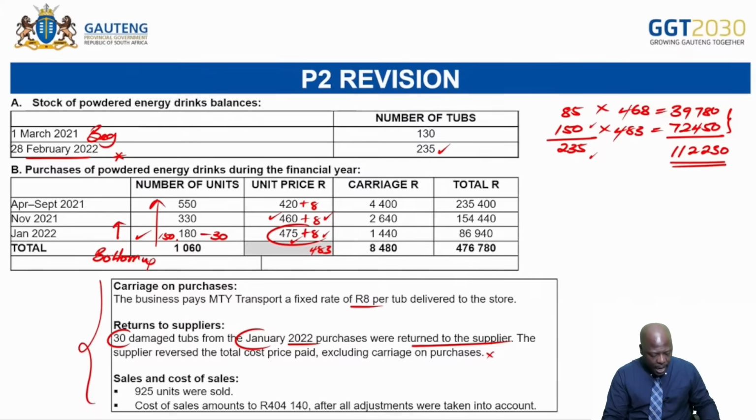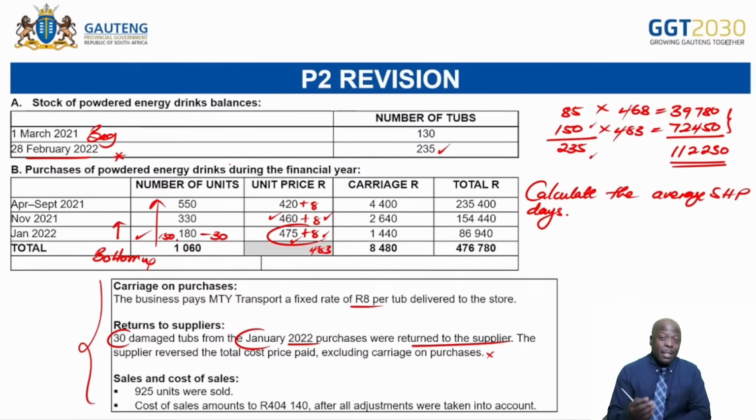Okay. And then, if I am to bring a question here, maybe one of the questions that can be tested here is calculate the average stock holding period. All right, let me just create a question here and say calculate the average stock holding period in days. So there are two methods. Remember, you can use your rands or you can use your units.